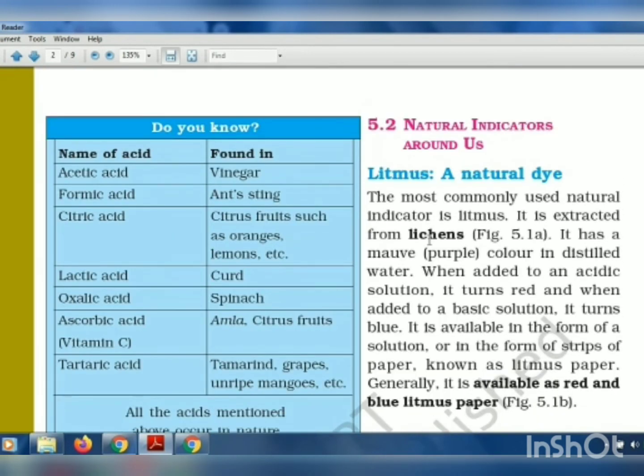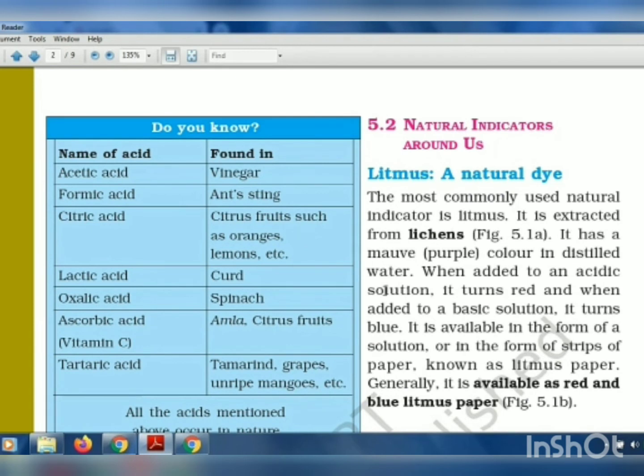Now we'll move to the next topic, and we'll start with the first natural indicator, that is litmus. So what is litmus? The most commonly used natural indicator is litmus. It is extracted from lichens. Lichens are a combination of algae and fungi. So litmus is obtained from lichens. It has a mauve, meaning purple, color in distilled water. Distilled water is the water which has been boiled properly and then cooled down.